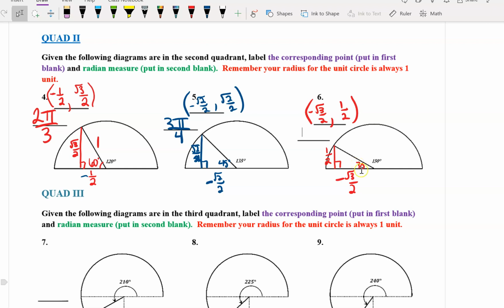Now the angle measure in radians. Since it's a 30-degree reference angle, this is going to be a pi over 6 multiple. But it's not in the first quadrant, it's the second quadrant, so it's not just going to be pi over 6. We don't put 2 pi over 6 because that would reduce. We don't put 3 pi over 6 because that would reduce. We don't put 4 pi over 6 because that could reduce as well. So the next best option is 5 pi over 6, which is what we're going to have in that second quadrant.